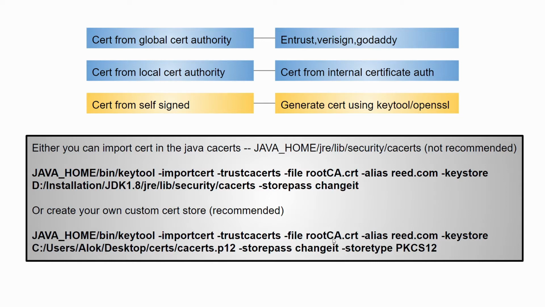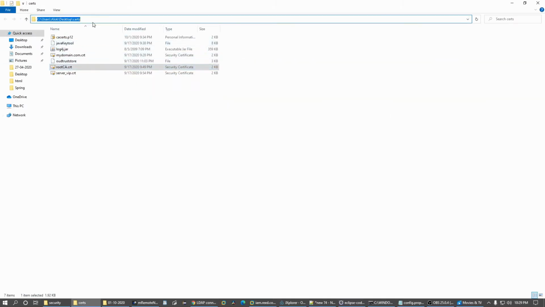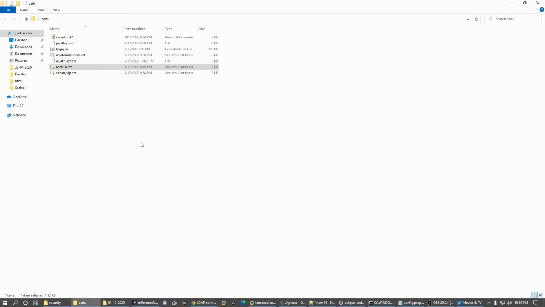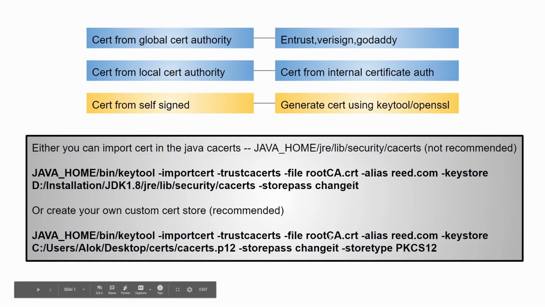And hyphen file, this is the path of your certificate, the actual physical path. So I will execute from this path, so I have given simply root ca.cert. If you are executing from somewhere else, then you will give the complete absolute path. Hyphen alias, the alias name of your certificate, and this would be your key store name. So here I have given the complete path.